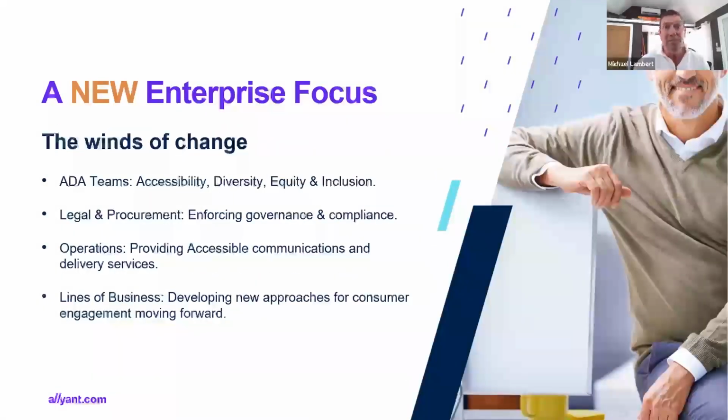So there's a new enterprise focus, the winds of change. People are developing these new accessibility teams, so ADA focused on accessibility, diversity, equity, and inclusion. Legal and procurement groups are on board, making sure that they're enforcing governance and compliance with the latest and greatest regulations, and that they only do business with people who abide by those policies and regulations as well.